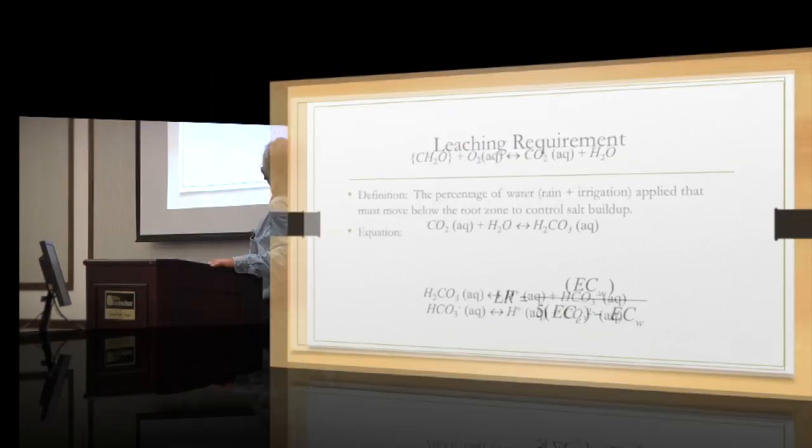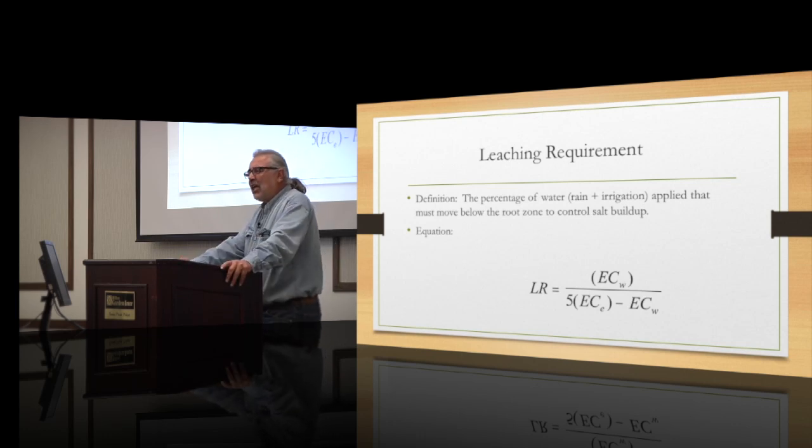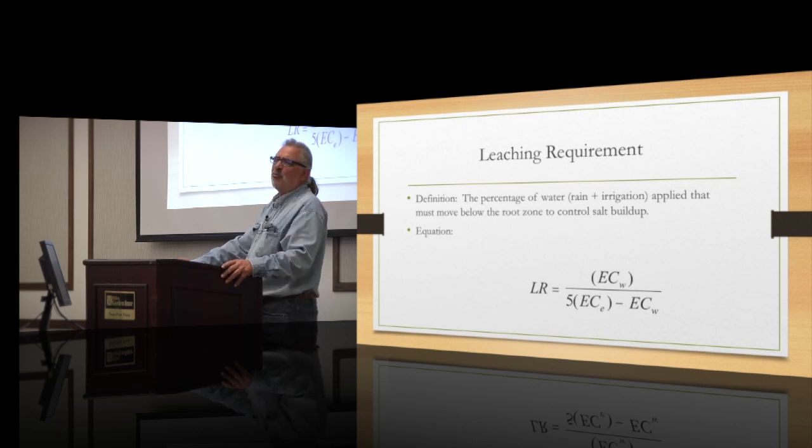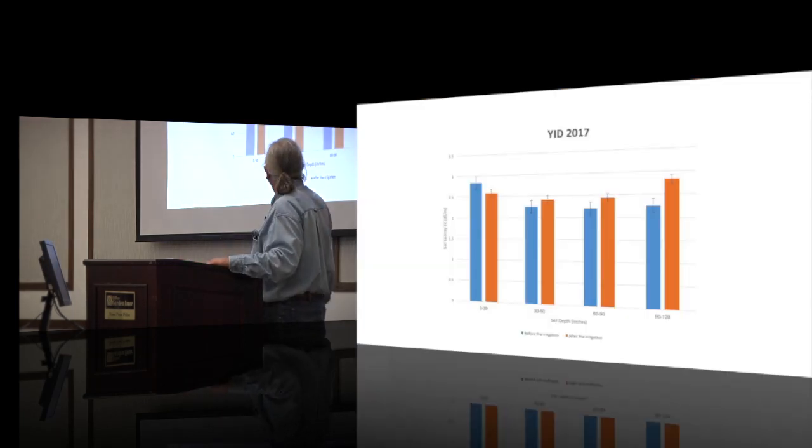Now, leaching requirement. For sustainability, you have to maintain salt balance. So any salt you add, and the Colorado River is loaded with salt, we have 1 or 2 tons per acre foot of water, we have to apply extra water to move these salts through.